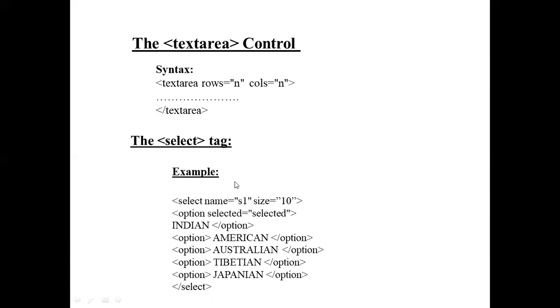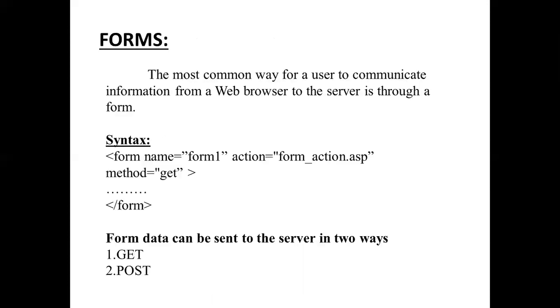Next, the label tag is used to give a label to the form control. Okay, so these are all the tags that are used to prepare the HTML form. Now we see the output of one example form.